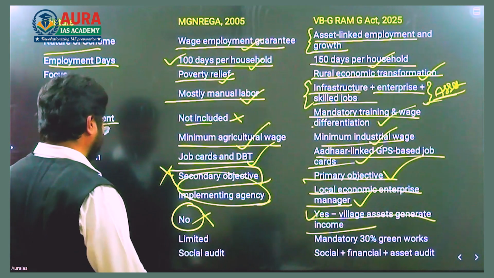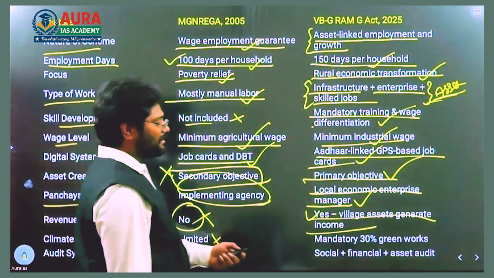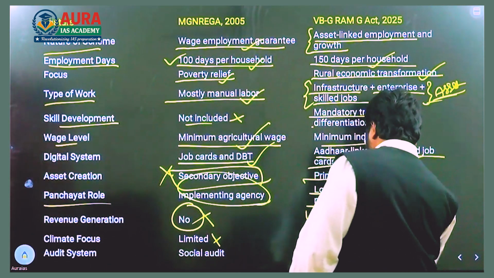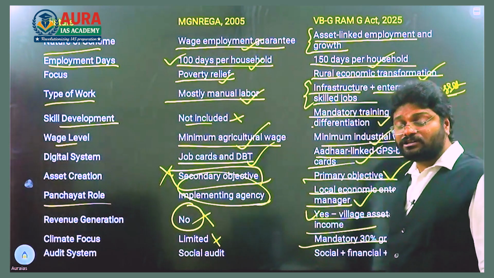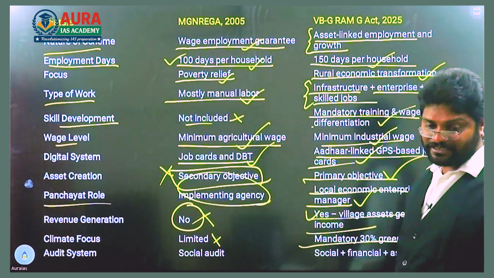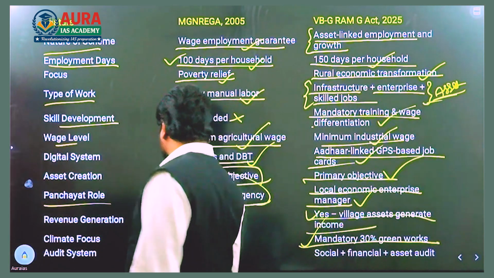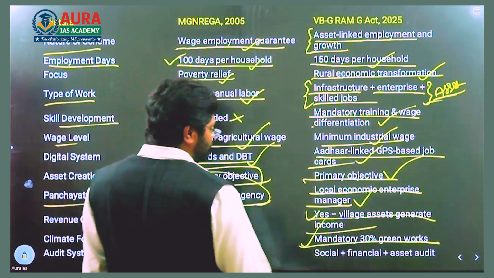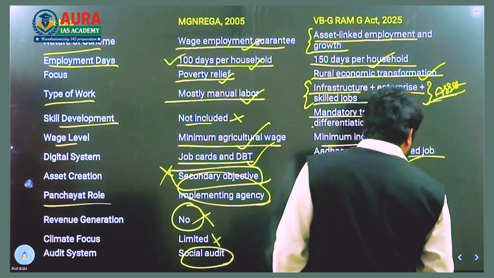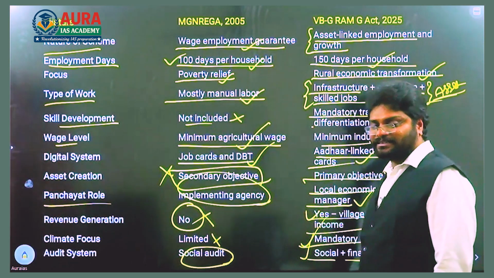The next is climate focus, which is limited in the old Act. Here, almost 30% of the works are reserved for climate resilient works, so the climate focus is very high. Audit system: social, financial, asset audit, all types of things are audited here.